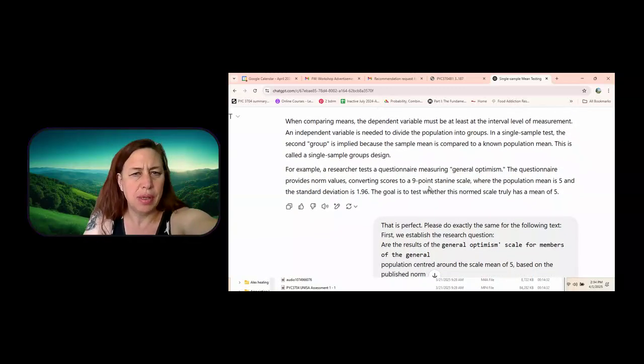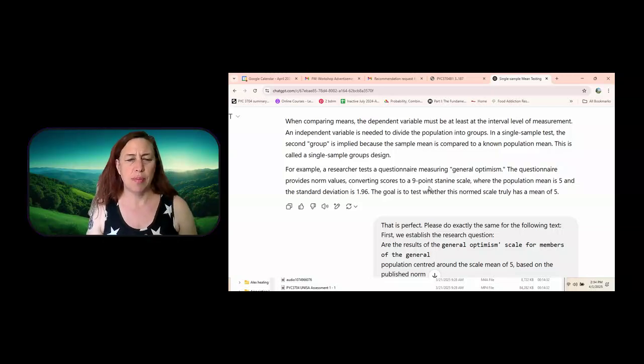When comparing means, the dependent variable must be at least at the interval level of measurement. An independent variable is needed to divide the population into groups. So we need one group for the dependent variable, one group for the independent variable. In a single sample test, the second group is a known population mean, a constant. Okay, this is called a single sample groups design.